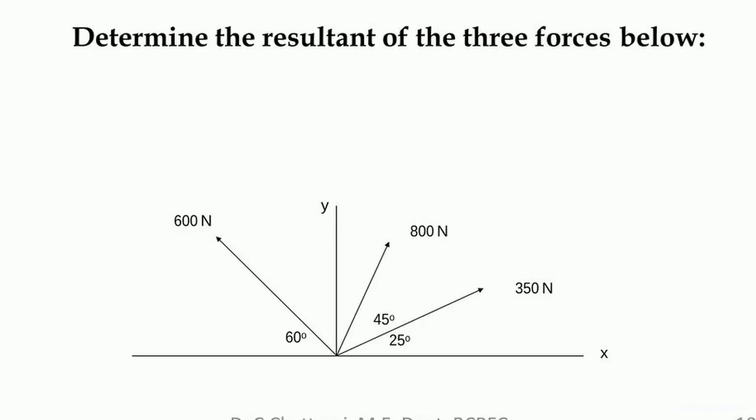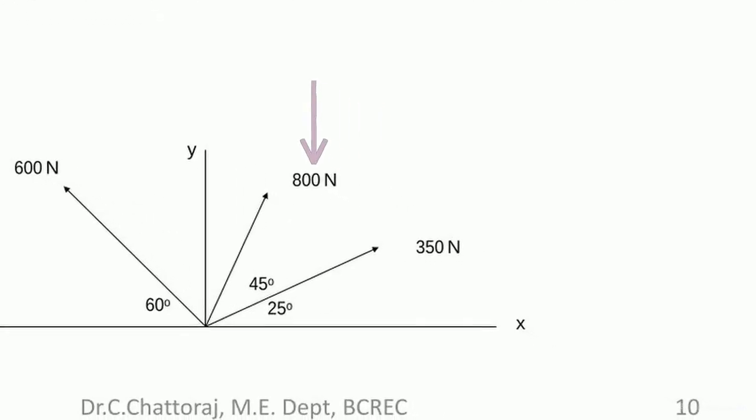This vector diagram shows a 3-force problem, with distinct pulls of 350, 800, and 600 newtons acting on an origin point. Looking at the 800 newton force, we need to establish its true angle. We don't just use the 45 degrees shown on the chart. We find its exact distance from the positive x-axis by adding the 25 degrees below it, giving us a true working angle of 70 degrees.